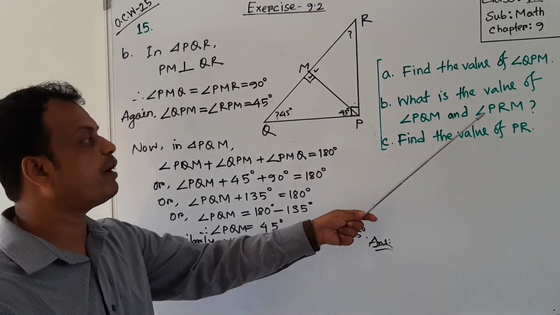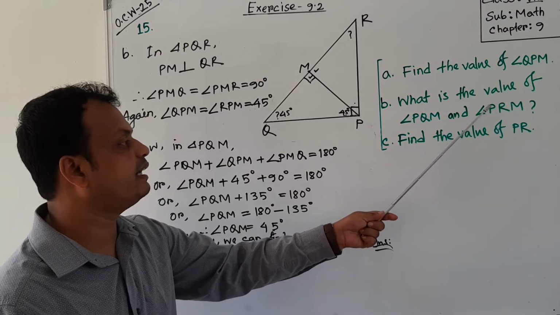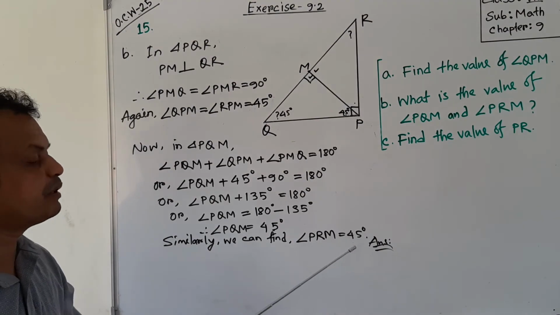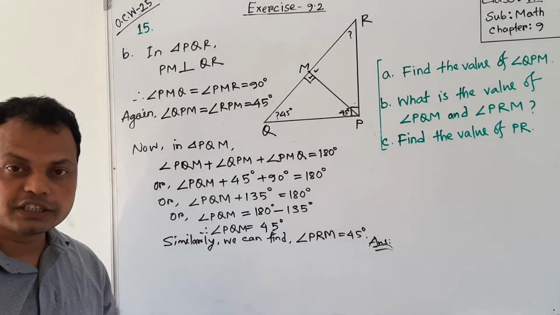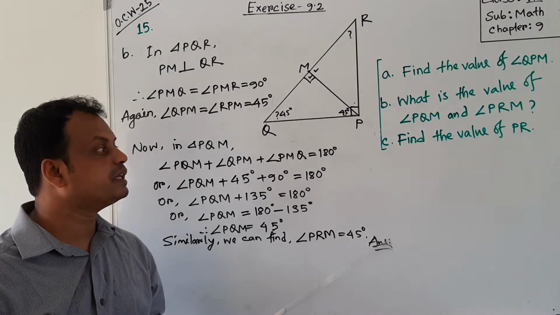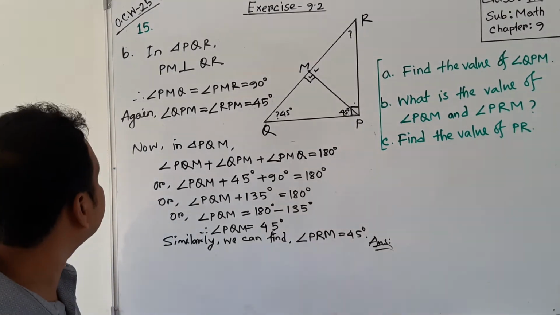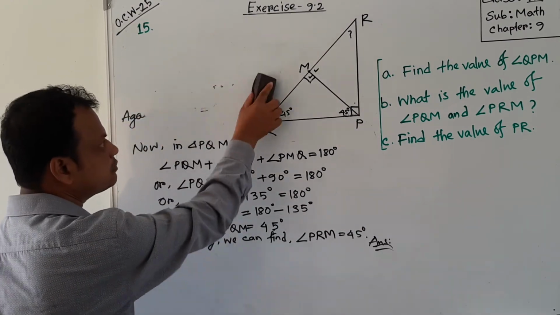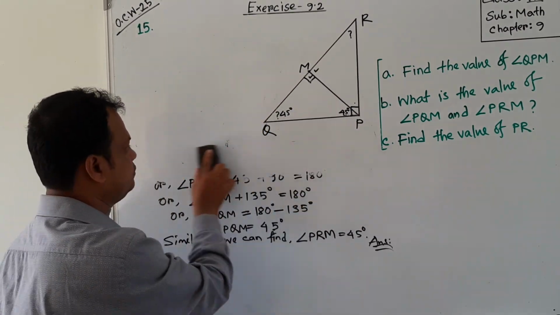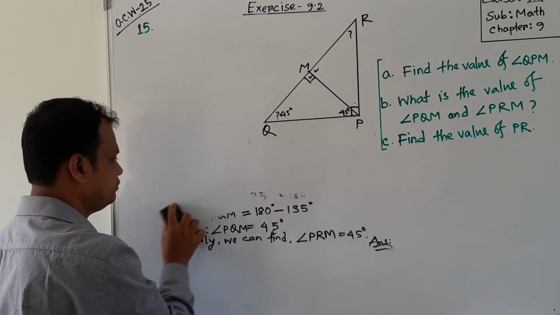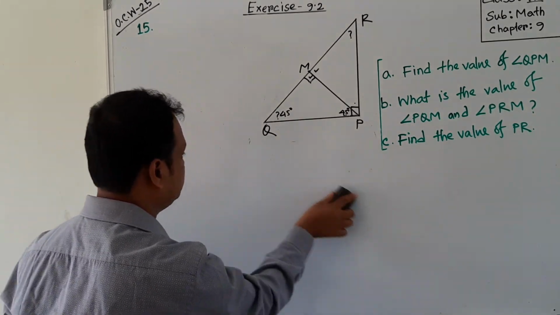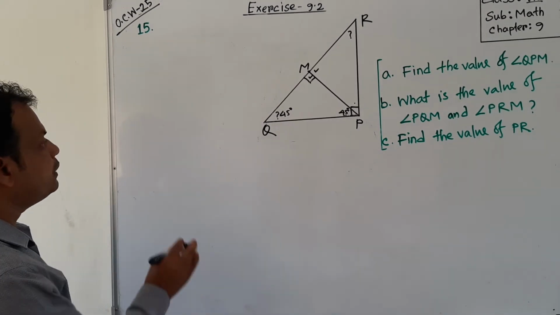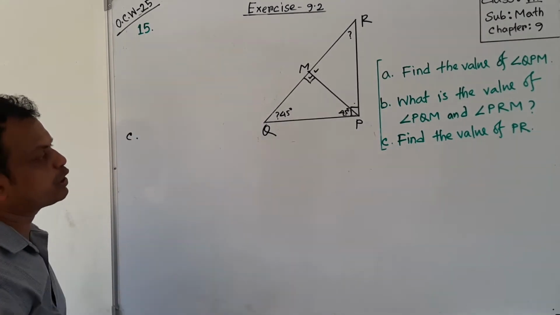After that we have to find the value of angle PRM. Similarly we can find angle PRM equals 45 degrees. So I think all of you have understood. After that we will start C. I want to erase B number. We'll start the C number question.